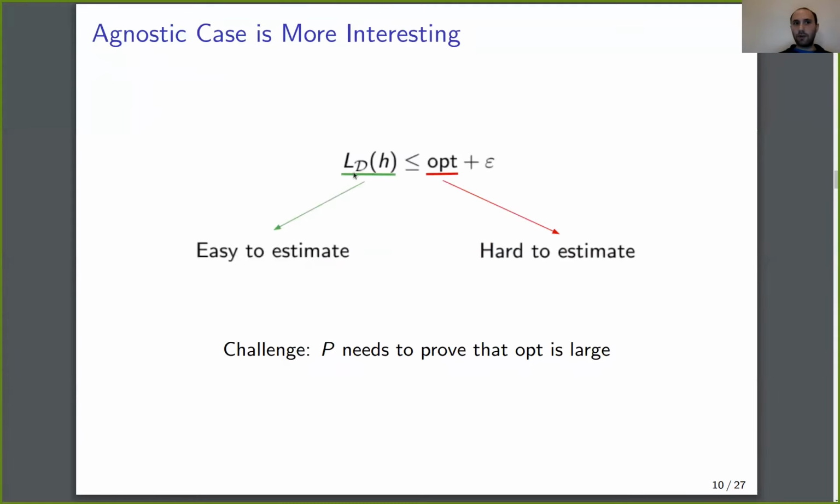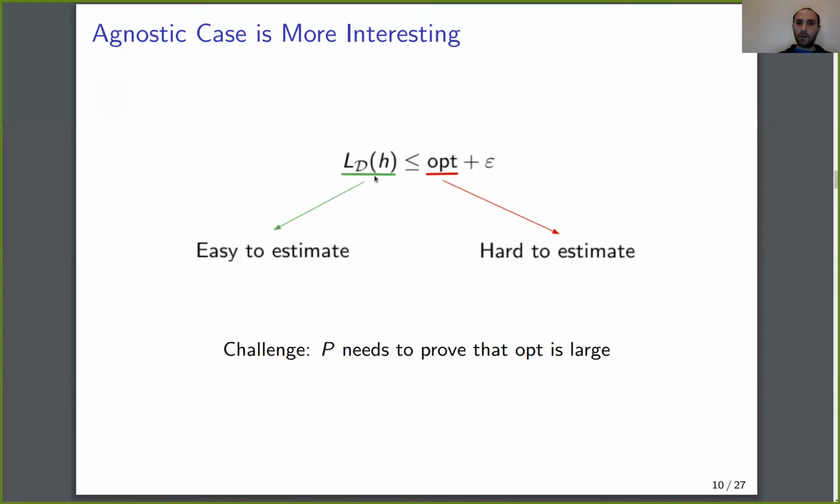Things become a bit more interesting in the agnostic case. So in the agnostic case, we're not making any assumptions about opt, the best loss that we can achieve using our class. And so basically what the verifier needs to do is verify that this inequality holds for the hypothesis H that is proposed by the prover. And as we already discussed, estimating the left-hand side here, the loss of the particular hypothesis, is easy. Just take 100 samples and see what percentage of them are labeled correctly by this hypothesis, and that's a very good estimate.